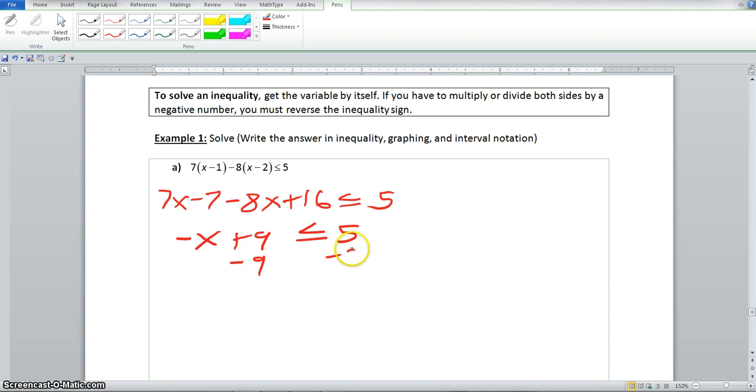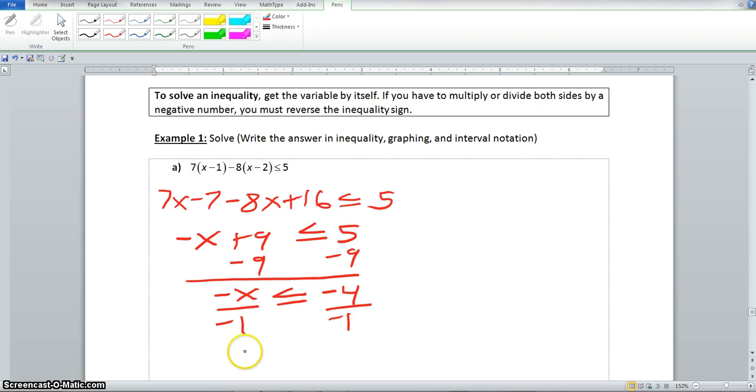We will subtract 9 on both sides. And we have negative x is less than or equal to negative 4. Now we would divide each side by negative 1. And since we divided each side by a negative, we know that changes the direction of the inequality sign. So it'd be x is greater than or equal to 4. Now this is the inequality answer.